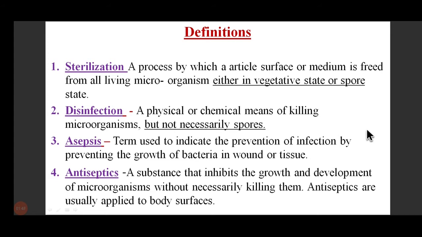Then the third term we have is asepsis, which is the term used to indicate the prevention of infection by preventing the growth of bacteria in a particular wound or tissue. This is the process which you usually carry out before drawing a blood sample or before performing any surgical procedure. Then the fourth term we have here is antiseptics. It is defined as a substance which inhibits the growth and development of microorganisms without necessarily killing them. Antiseptics are usually applied to body surfaces. Like once you get hurt, you apply Dettol or Savlon for the regular cleansing of your wounds. In that state, what you are using is called an antiseptic.